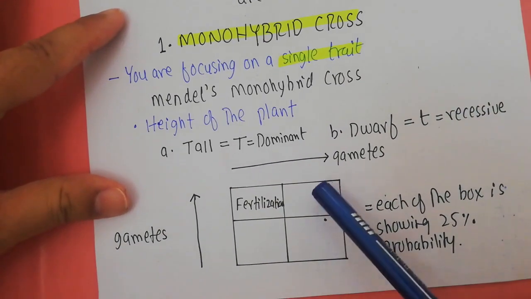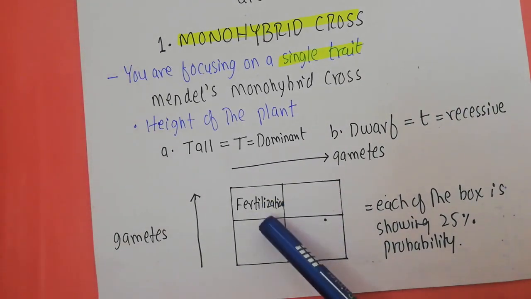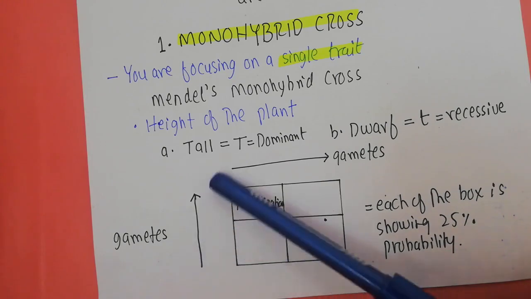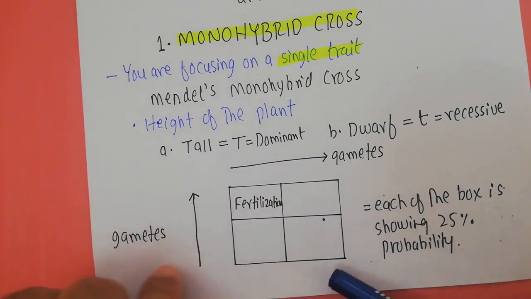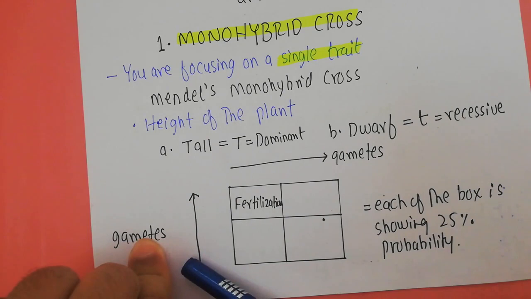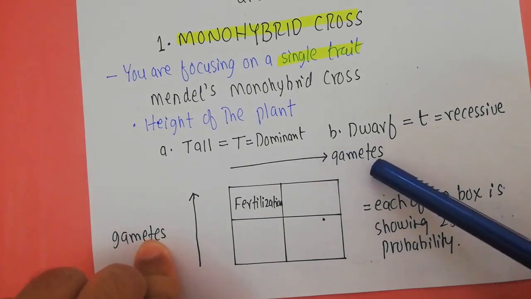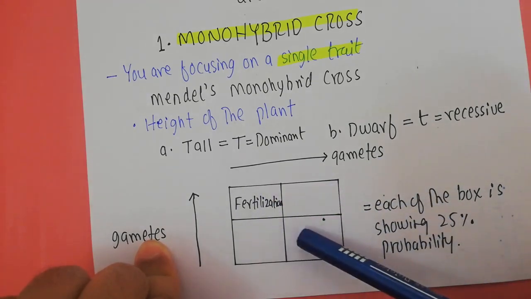Now if you look at this Punnett square, I have just drawn a diagram of the Punnett square. If you look into the detail, the left side of the Punnett square shows you the gametes of one parent, and the top of the Punnett square shows you the gametes of the other parent. So the outside of the Punnett square shows you the gametes, that means the product of the meiosis. The interior of the Punnett square shows you the product of the fertilization.